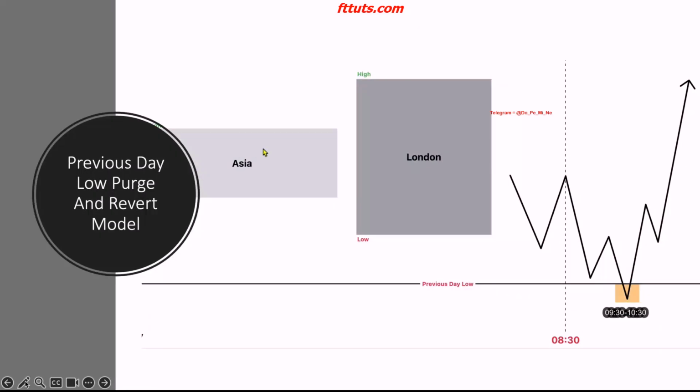And then another model is the previous day low purge and revert model, where Asia was consolidation, London took out both sides of Asia, and then we see that around 8:30 the market begins to sell off again. Into what? Into the previous day low, and then between 9:30 to 10:30 we want to see that previous day low gets taken. We want to see a purge of that occur, and we want to see displacement to the upside occur. When that displacement occurs and we have taken out the sell side liquidity, we want to see the market draw towards the buy side liquidity above the London high and the liquidity resting higher.